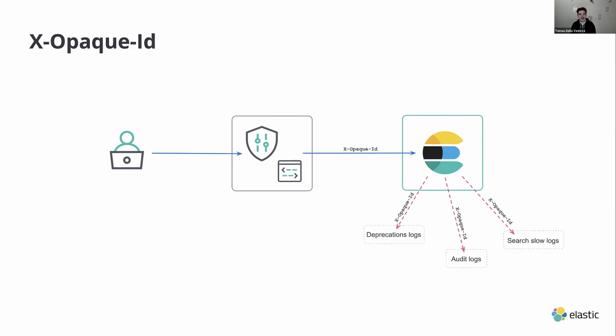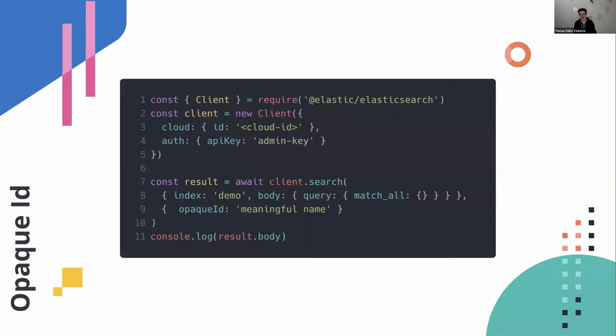And later on, by looking at the logs of Elasticsearch, namely the deprecation logs, the audit logs, and the search logs, you will find the same Opaque ID, so you can connect it to your application to understand what's going on. The way you use the Opaque ID is very simple and straightforward.